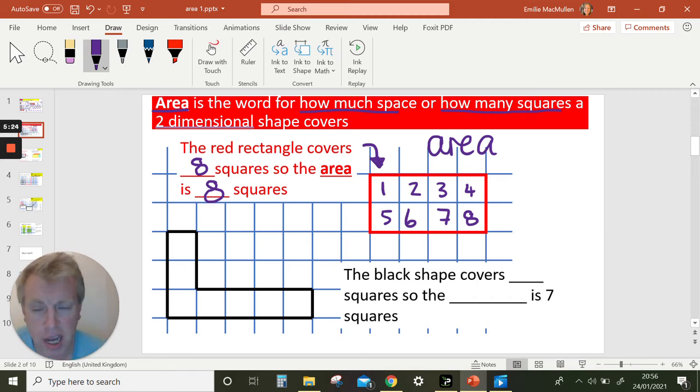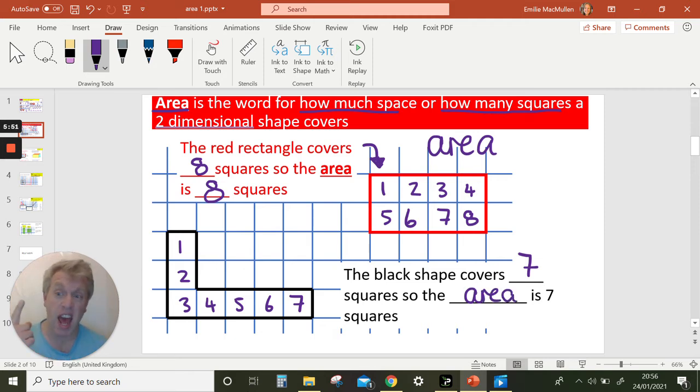The black shape covers how many squares? Let's count them. 1, 2, 3, 4, 5, 6, 7. 7 squares. So what's the word? So the blank is 7 squares. What should we write in the gap? It's a missing word. The area. That's what we're learning about. The area is 7 squares. So we've got to count up the squares, or count the space inside a shape for the area.